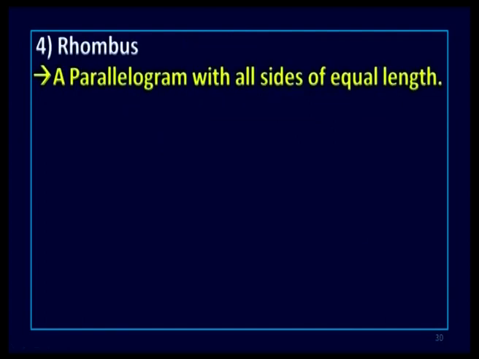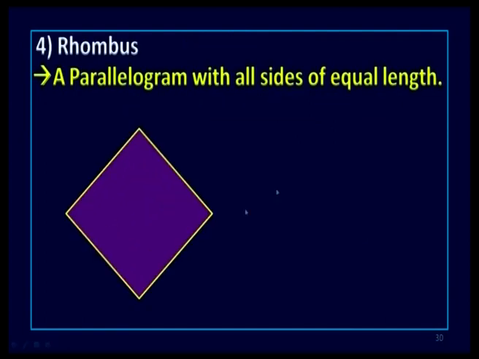Let us understand what is a rhombus. Children, a parallelogram with all sides of equal length. Children, when in a quadrilateral, two pairs of opposite sides are parallel, it becomes a parallelogram. And if that parallelogram has all sides of equal length, then we call it a rhombus. Children, what you are observing here? Yes, sides are parallel to each other and all sides are equal.